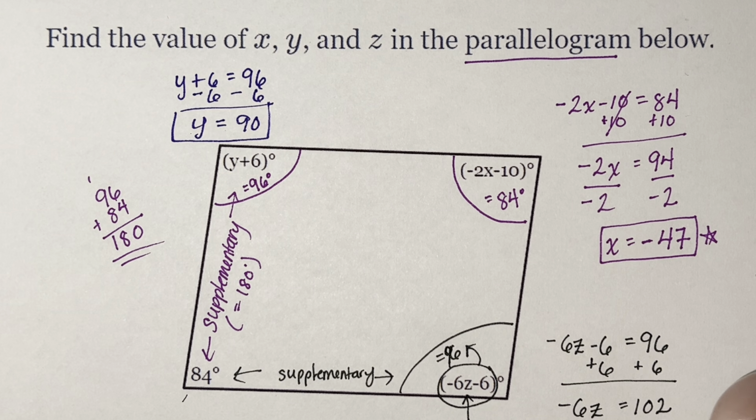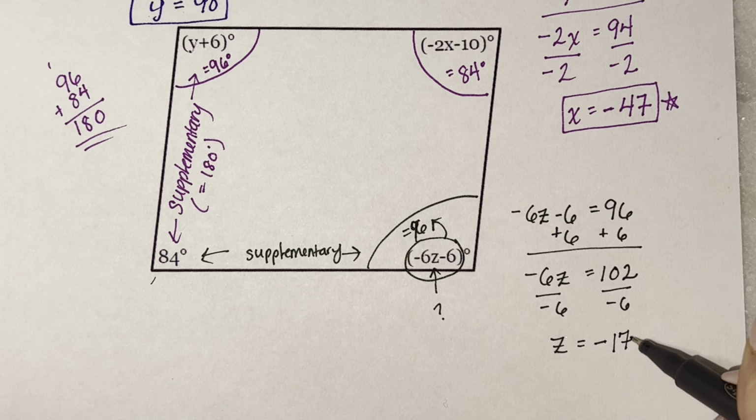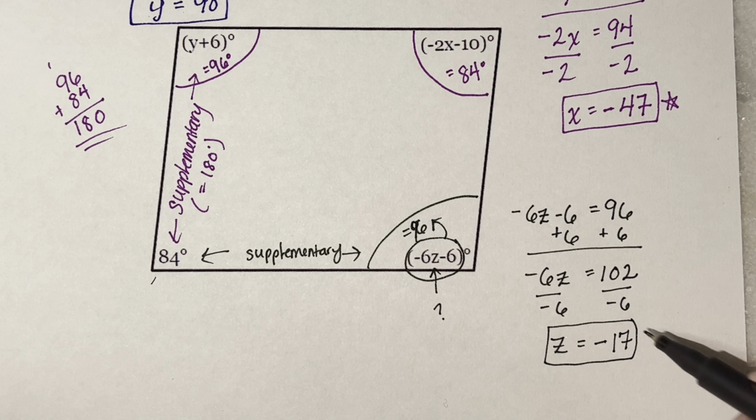And we get that z is equal to, let's see, I didn't do this ahead of time. Negative 6 goes into 10 once, and that would be 42, so it's going to be negative 17. So our answers are going to be negative 17, negative 47, and 90.